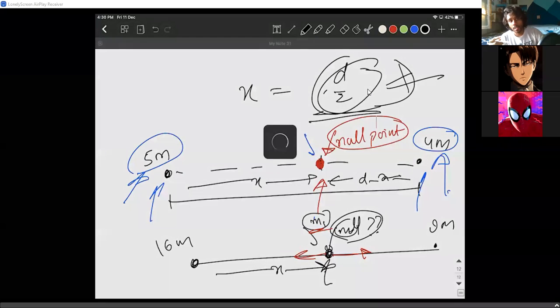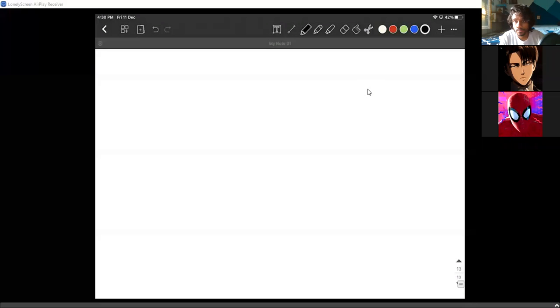Sir, can my shortcut be correct? Yeah, sir. Sir, the shortcut method which I said, like the shortcut. It's not a shortcut method, it's just an intuitive method.